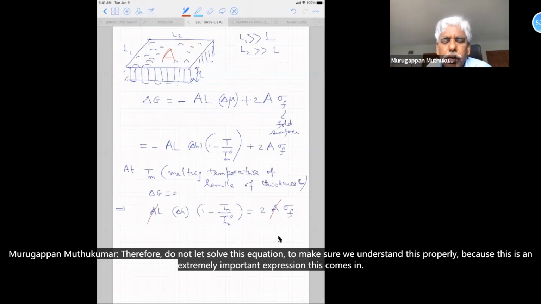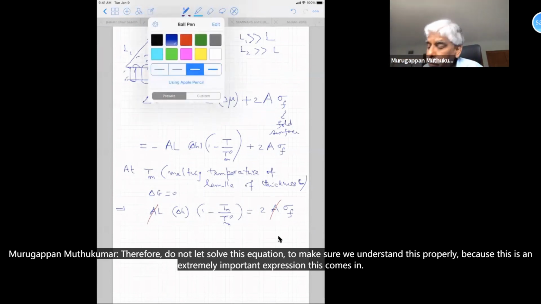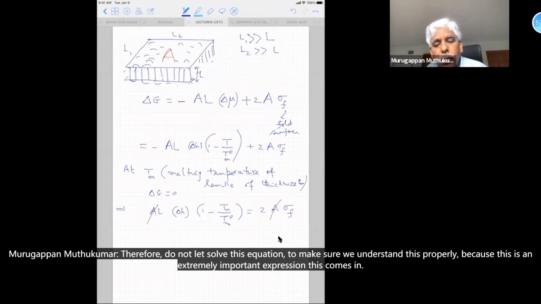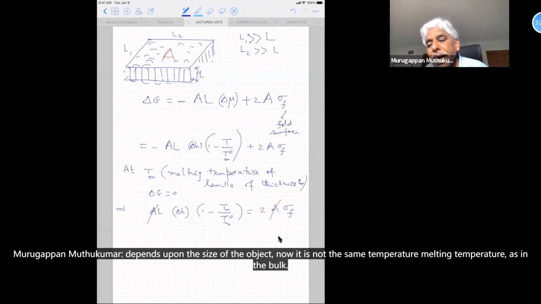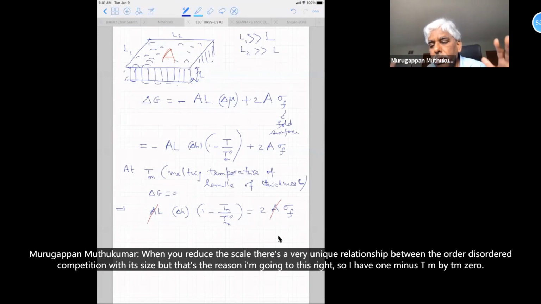Now let's solve this equation to make sure we understand this properly, because this is an extremely important expression. This comes in almost all aspects of nanoscience. Whenever you have nano systems, the melting temperature or a corresponding property of that type depends upon the size of the object. It is not the same melting temperature as in the bulk. When you reduce the scale, there's a very unique relationship between the order-disorder transition and its size. So that's the reason I'm going through this.